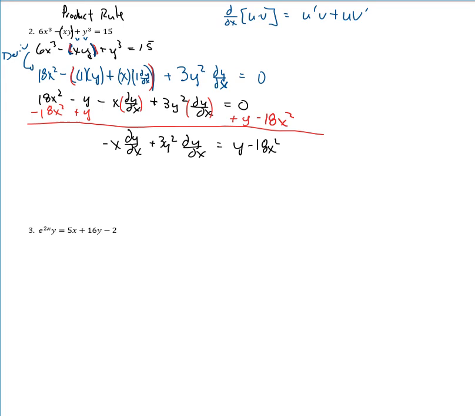Now that I have my dy/dx terms together on the same side, and there are no other terms with them, I can now factor. We always want to wait till those are by themselves like this to factor. When we do, I'm going to take the dy/dx out to the front, and then I'm left with negative x plus 3y squared, still equal to y minus 18x squared. Then I'm just going to show with a single line that I need to divide this over on both sides.